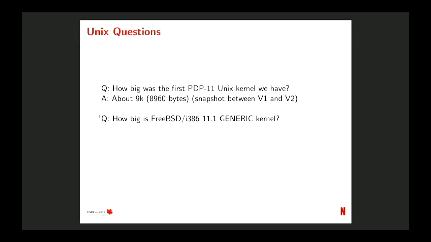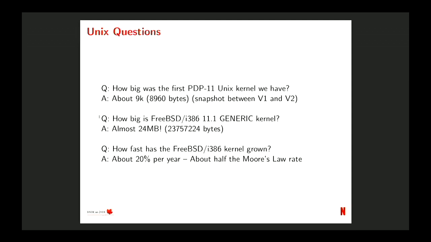How big is the FreeBSD i386 11.1 generic kernel? 27 megs, that's the closest. It's 24 meg, almost, just under. So how fast has the FreeBSD kernel grown, year over year as a percentage since the beginning of the project? I hear 5%. Anything else? Three. It's about 20% a year.